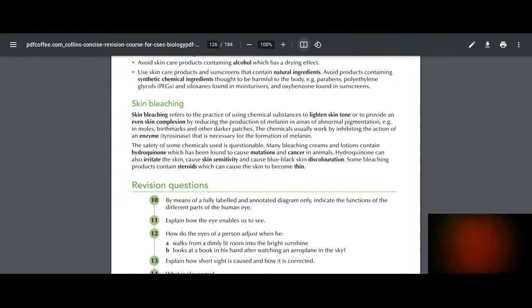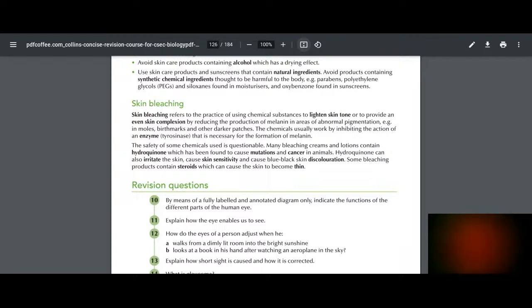Skin bleaching. So, what is skin bleaching? It basically refers to the practice of using chemical substances to lighten skin tone or to provide an even skin complexion by reducing the production of melanin in areas of abnormal pigmentation. Examples: moles, birthmarks, and other dark patches.